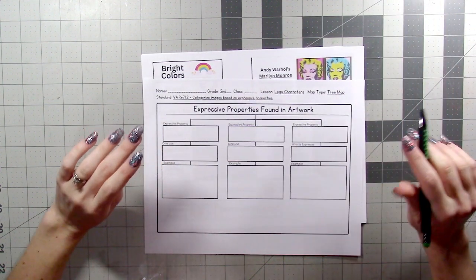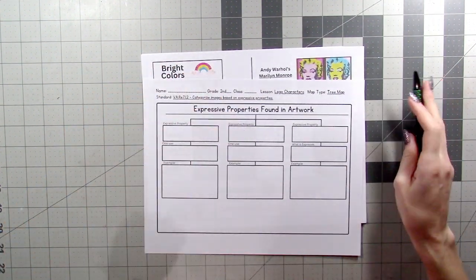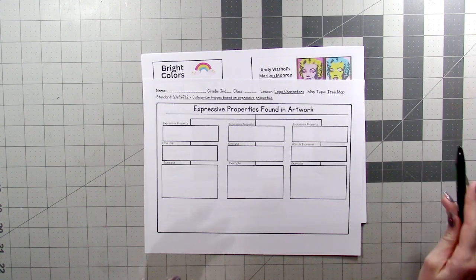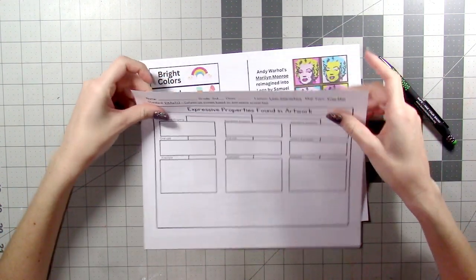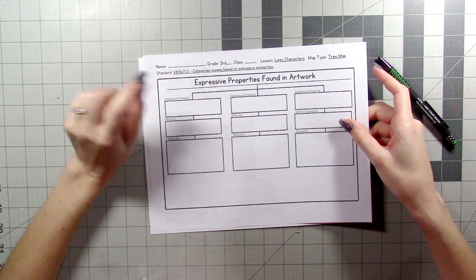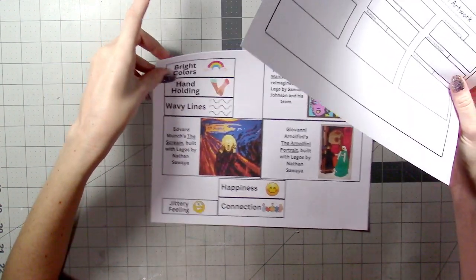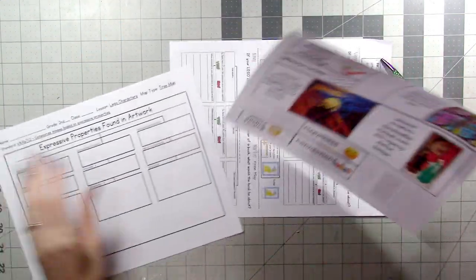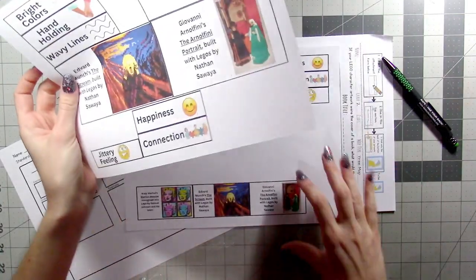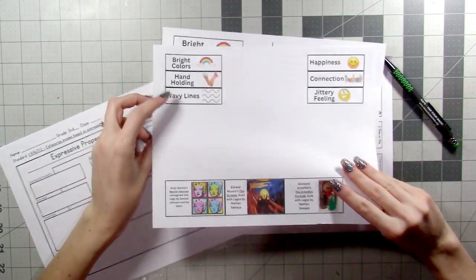Hello, art people. We are on day 3 of our Lego characters art lesson. So we are going to go ahead and categorize images based off of expressive properties. Since this is a Lego lesson, I have found some Lego artwork for you guys to categorize.